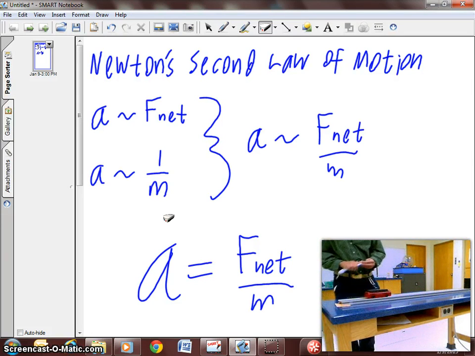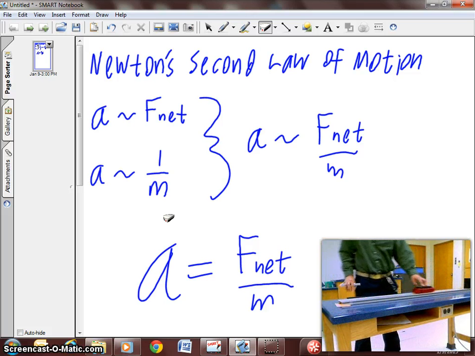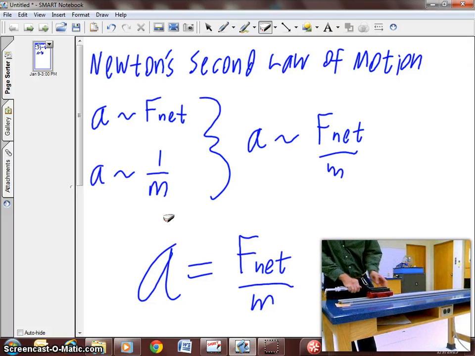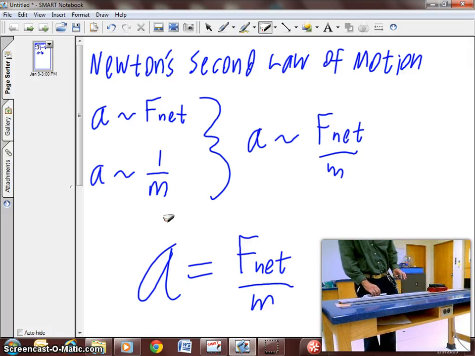Now two masses are put on this cart, 30 newtons applied again. You can see the acceleration is even smaller yet. And finally I'll put three masses on top of the cart, put the 30 newtons again. You can see the acceleration is the smallest in that case.